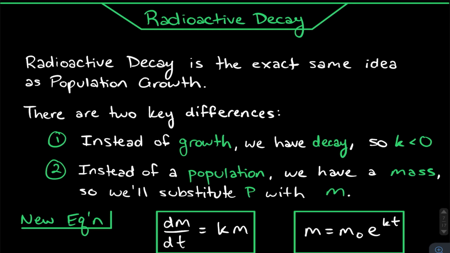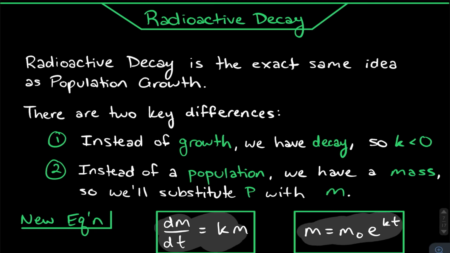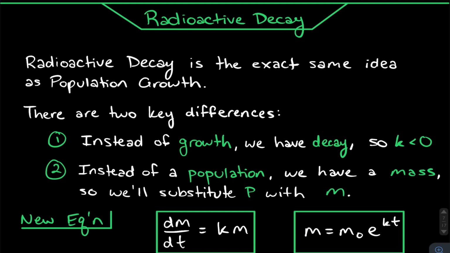Now, instead of population, we have a mass here, right? We're talking about a mass that is decreasing, okay? And so instead of using p like we did before, where we said dp dt is equal to k times p, now we're using m's for mass, right? And then this is how the actual solution to this differential equation is written. And this is the equation that we're really going to be using here, okay? But it's good to know where it comes from.